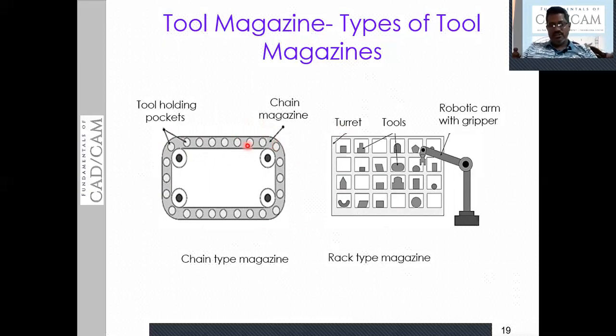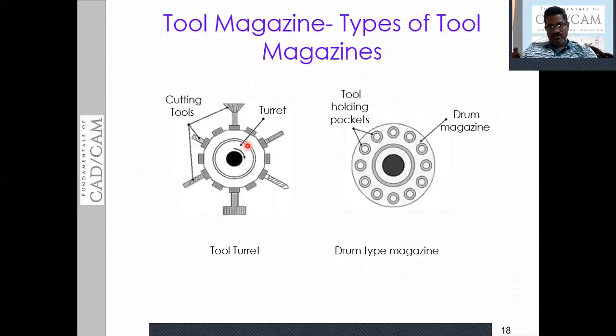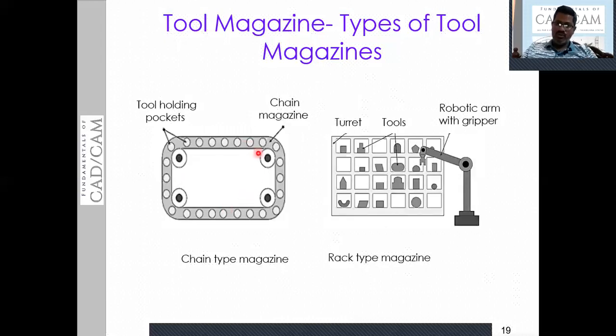When you compare with the drum type or the turret type, it is going to hold more tools, around above 100 it can hold. This is the flexibility of the chain type. And then you have the other type of magazine that you can see here. This is a rack type of magazine.